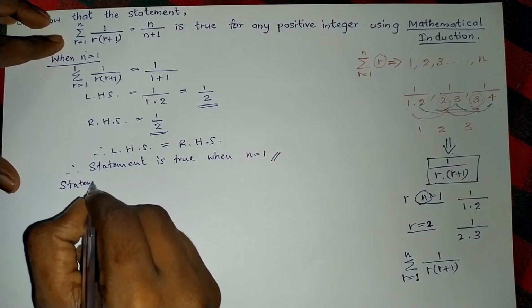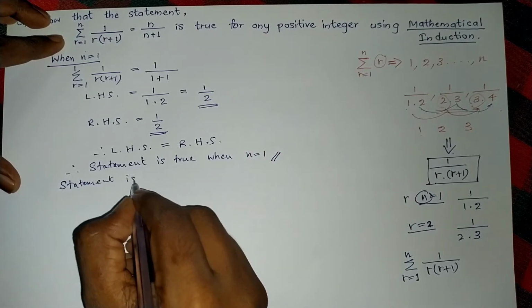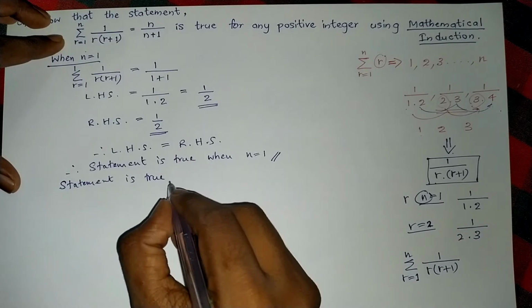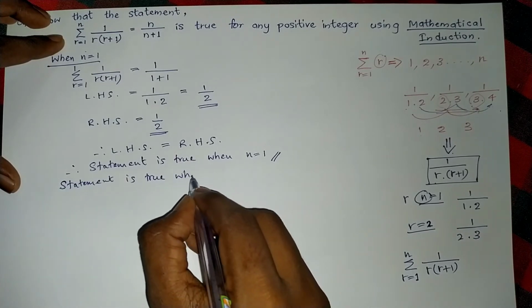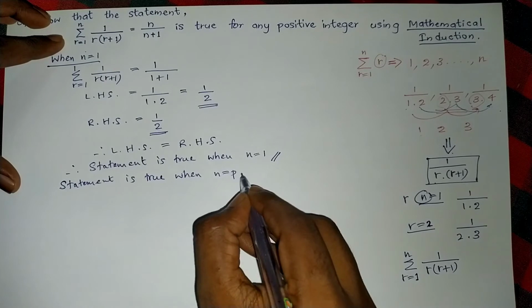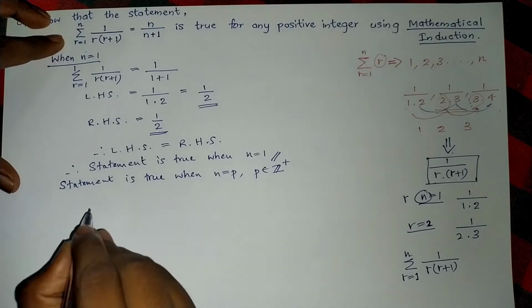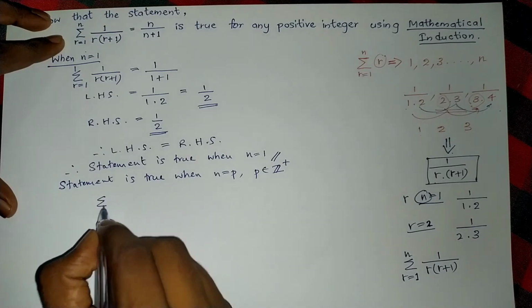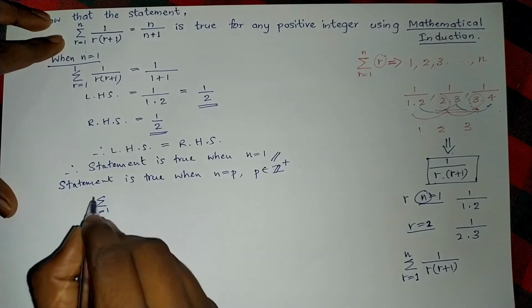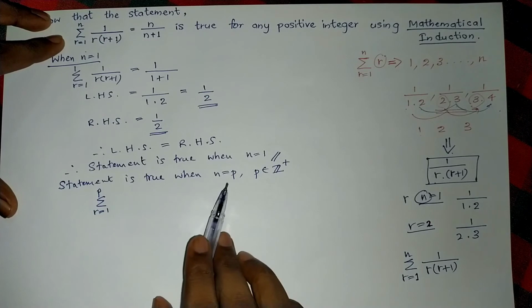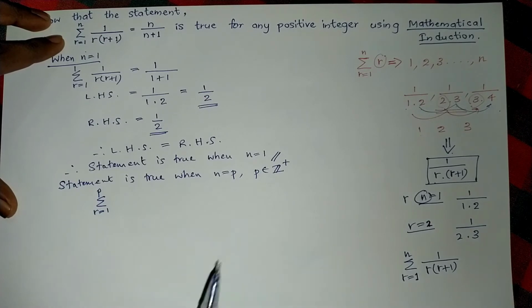Statement is true when n equals p, where p is a positive integer. So what is the result? Sigma r equals 1 to p. I have to replace n by p.